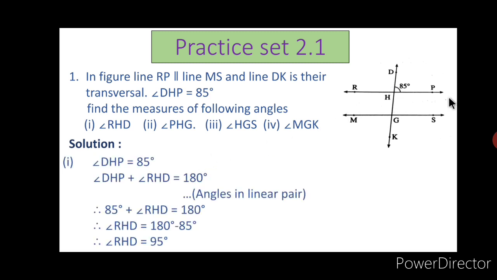Angle DHP is equal to 85 degrees. Angle DHP plus angle RHD is equal to 180 degrees because these two angles are in linear pair. When we put the value of DHP as 85 degrees, then the statement becomes 85 degrees plus angle RHD is equal to 180 degrees. Angle RHD is equal to 180 degrees minus 85 degrees. Then we get angle RHD as 95 degrees.